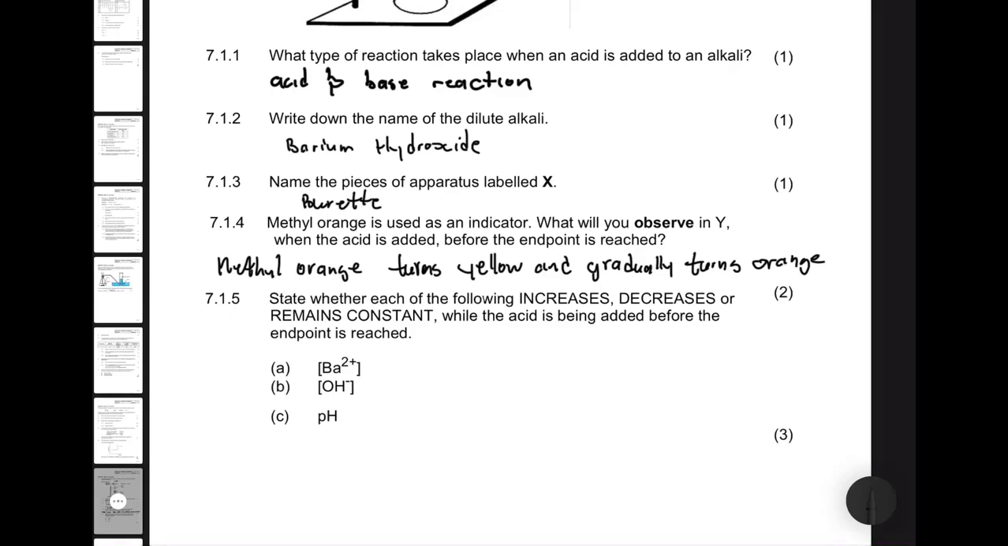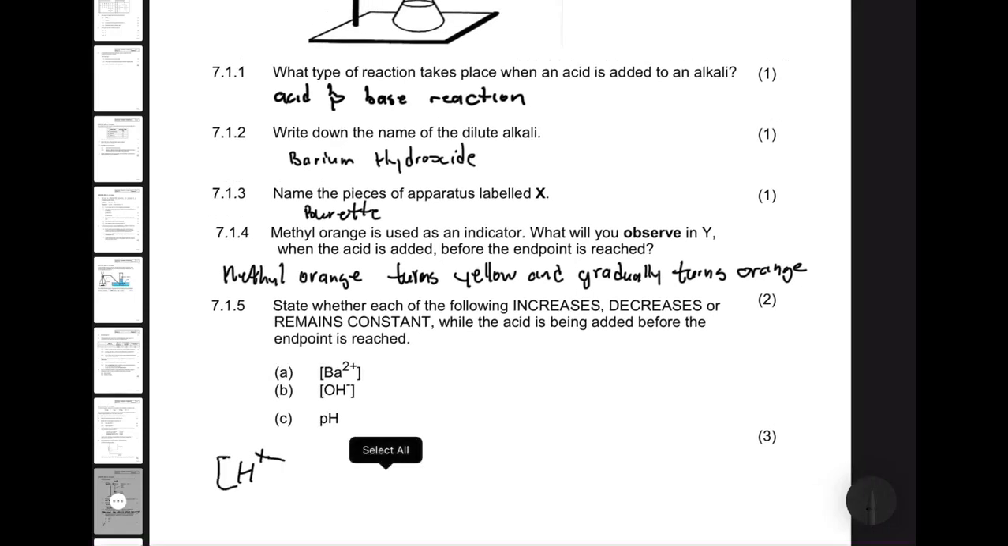So back to the basics. What's an acid? An acid is a proton donor. So when we increase the acid, we increase H+, right? So what will happen to Ba2+, right? We won't have any effect on Ba2+ when we increase the acid, right? So Ba2+ will remain constant, right? And then what will happen to OH-?